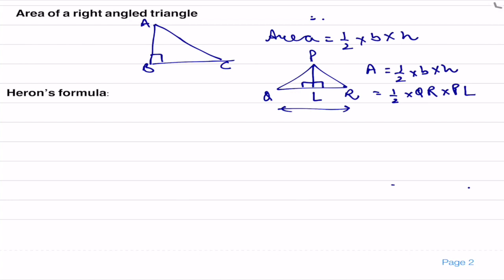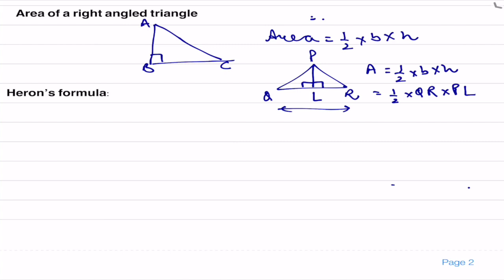Now children, this year you will start with a new formula, that is Heron's formula. This is also a very important formula. This formula is applicable for any kind of triangle, whether it's an isosceles triangle, equilateral triangle or a scalene triangle. We have different formulas for equilateral triangle and isosceles triangle, but if you don't remember the formulas, then with the help of Heron's formula you can find out the area of any triangle.